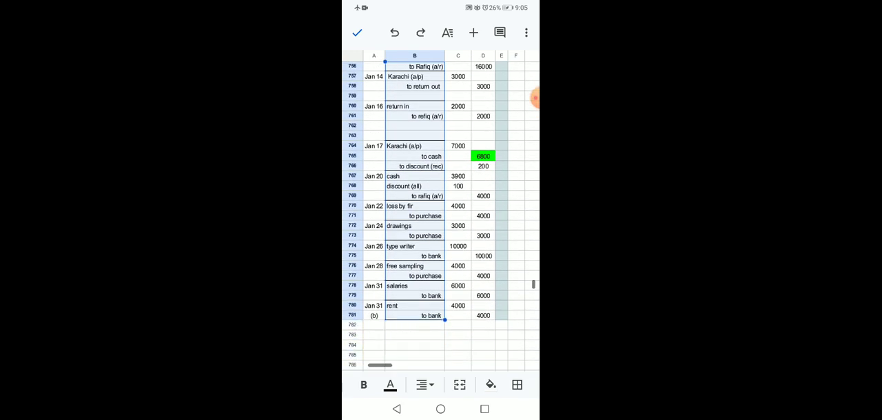Now we will look for any other entry which has capital. Capital was present over here. See, capital is not present in any of the other entries, and you will have to check again and again whether capital is present. So capital was not present in any other entry. It means capital ledger posting is completed. It's time to calculate the balance.